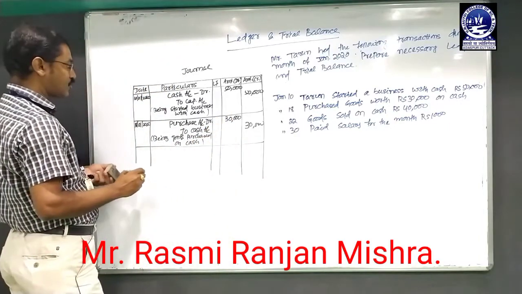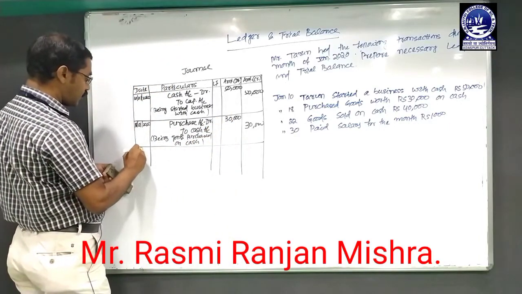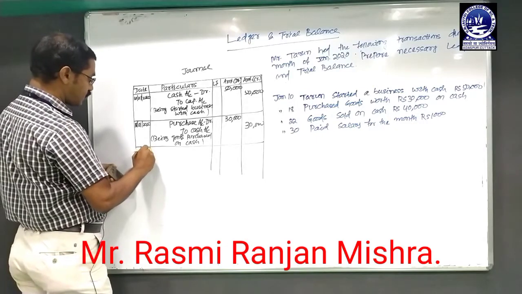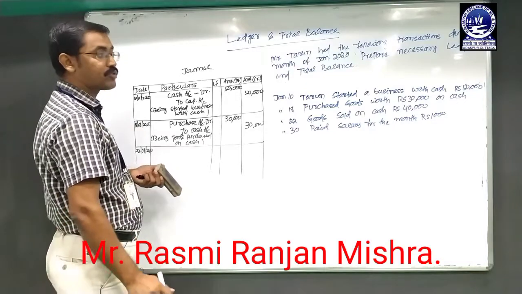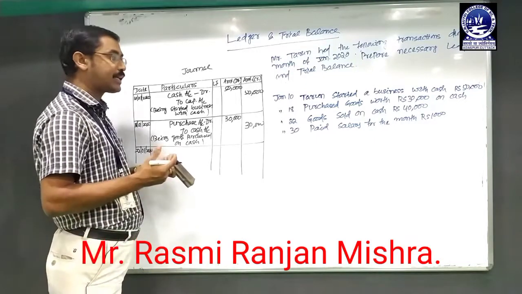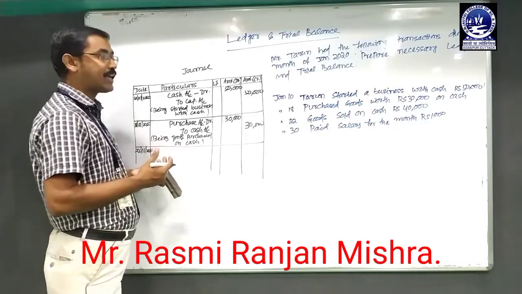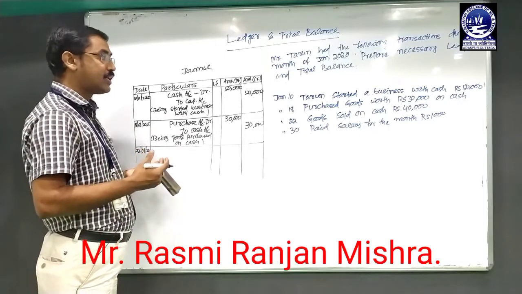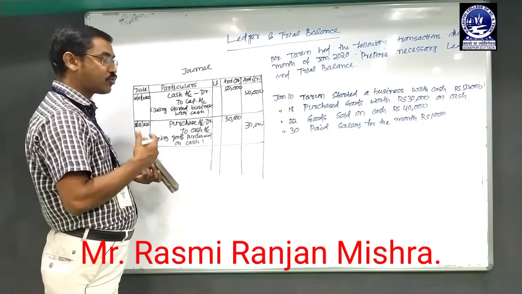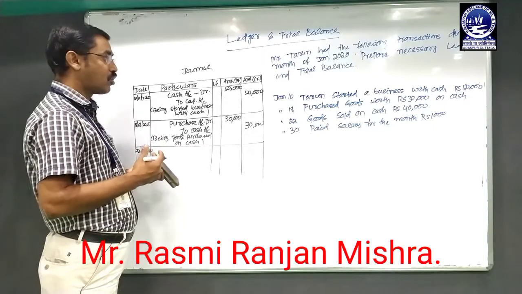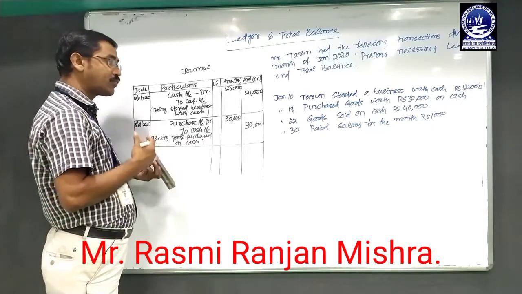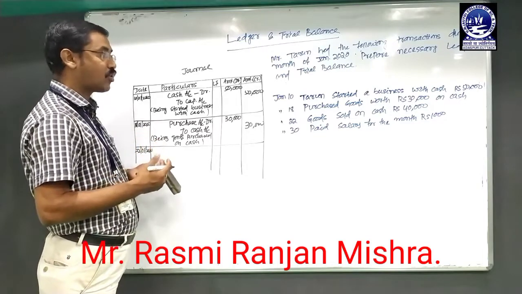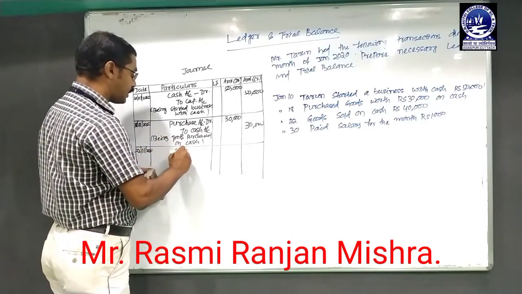Then the third transaction was made on 22 January 2020. The transaction is goods sold on cash rupees 40,000. When there is a sale of goods in the form of cash, that means cash comes into the business and goods go out from the business. Both come under real account, and as what comes into the business is debit, the cash account must be debited.